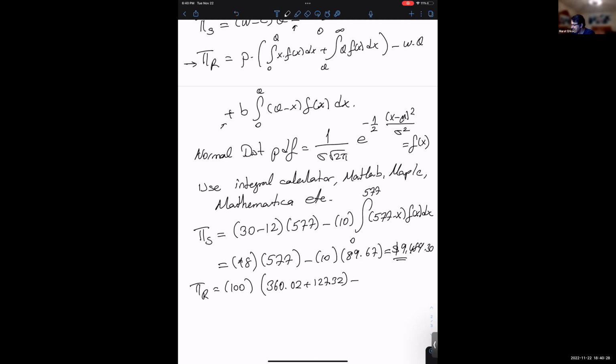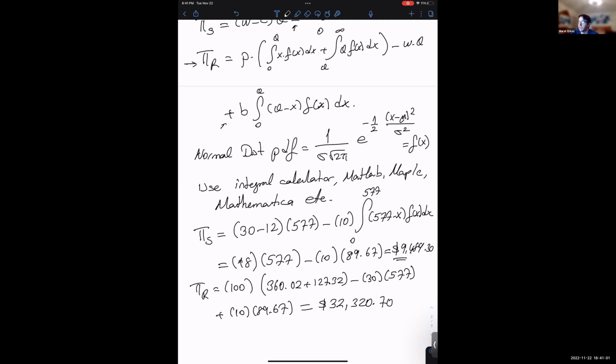Then WQ, which is 30 times 577, and then plus 10 times 89.68, which we already calculated before, right? Again, it's a money transfer. And after the mathematical calculations, it turns out to be $32,320.70. So this is what the retailer makes as a profit.